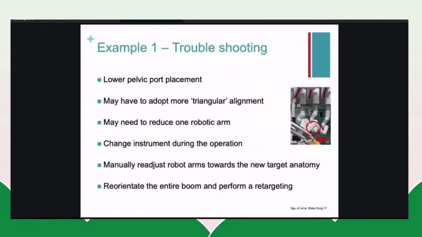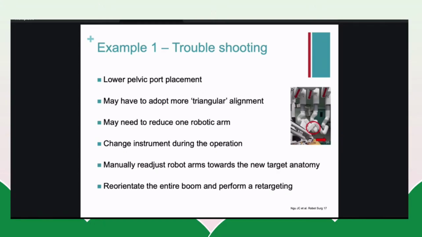So what can we do here? First, we can consider placing the port in the lower abdomen or lower pelvis, which I'll show you in a diagram in a minute. And sometimes we may have to adopt a more triangular alignment because for a fat lady, we may put the ports in a horizontal manner or at a slight 5 degrees to each other. But for small patients, we have to adopt a triangular alignment. And rarely, we may have to use just 3 arms instead of 4 arms.